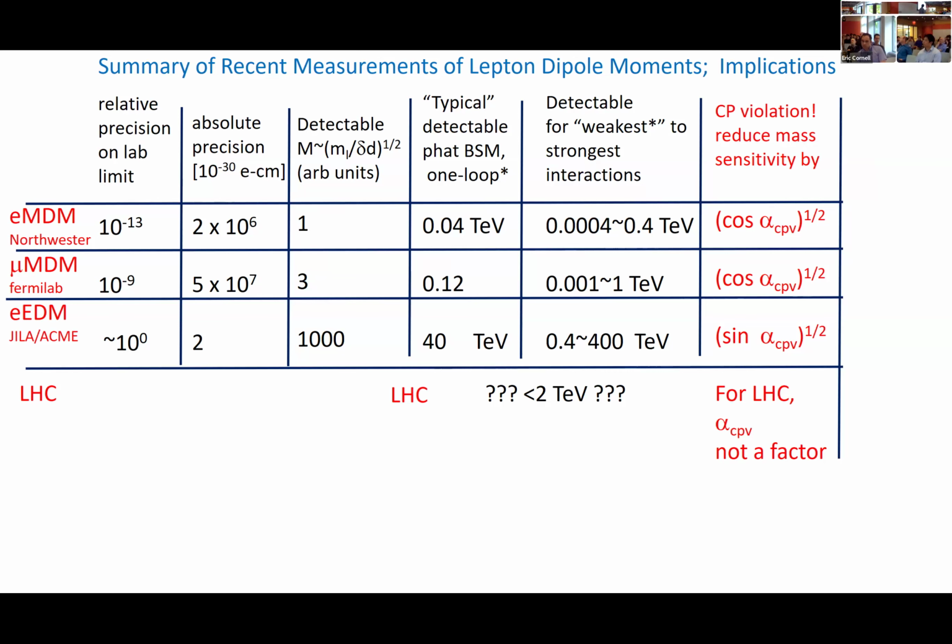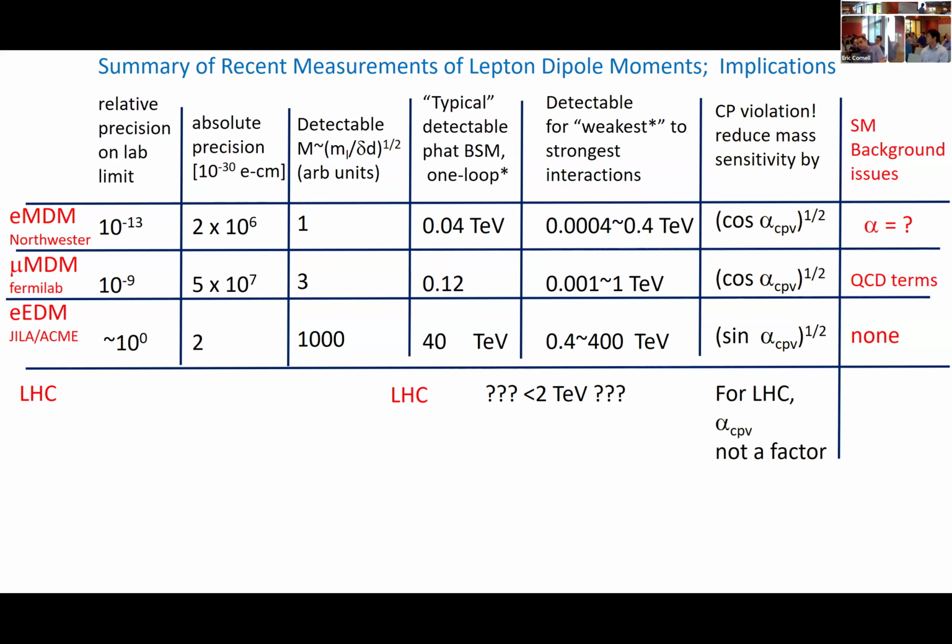The big difference is that the G minus 2 people are looking for things which are CP conserving, and we are looking for things which are CP violating. I'm not sure whether I have the sine and cosine right there, but imagine that, okay, we know that electric dipole moments violate CP, magnetic dipole moments don't. Collision experiments don't care about this particular symmetry, and so the LHC is sensitive to both.